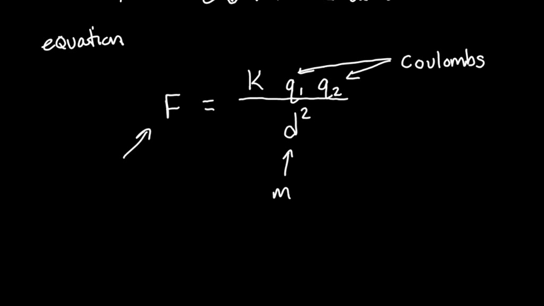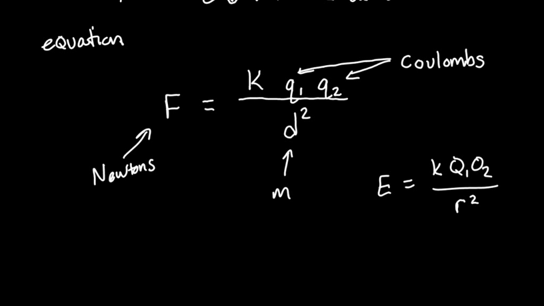And our force is going to be in newtons. What you'll also see sometimes is that we can talk about Coulomb's law not just in terms of force, but in terms of potential energy. And so sometimes you will see it written as an E instead of force, and then sometimes you'll also see distance written as an R. So there are a couple different ways that this can be written. It's really all just saying the same thing.